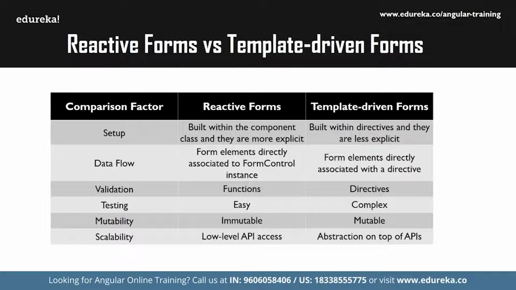Then let's talk a little bit about mutability. The data in a reactive form is pure, therefore the forms are immutable. So in case there is a change that is triggered, a new data model is triggered by form control. In template-driven forms, on the contrary, there is mutability. They are mutable. They make use of Angular's two-way data binding in order to update the data model whenever changes are made to the templates.